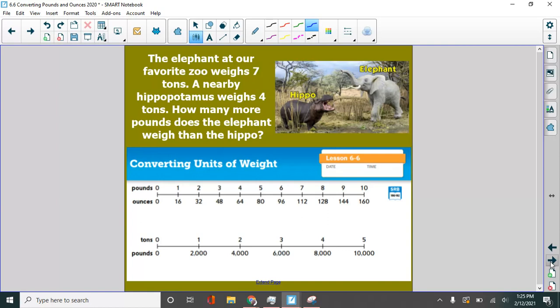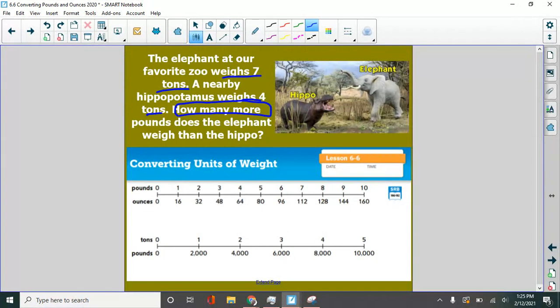All right, you read this one. And let's see what we should do here. What do you think we should do first in this problem? Okay, well, look, right? If we have an elephant that weighs 7 tons and this hippopotamus weighs 4 tons, how many more? Oh, I hope you said subtract, right? When we're comparing two things, finding the difference, that is always going to be subtract. So 7 minus 4 would be 3, and that's 3 tons. Look on the chart. How many pounds is 3 tons?